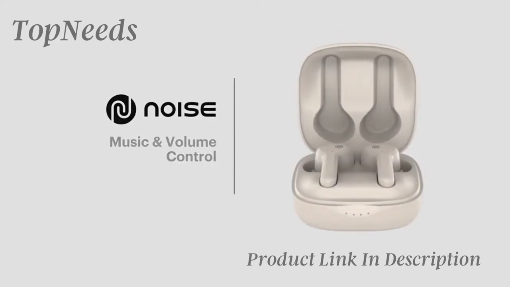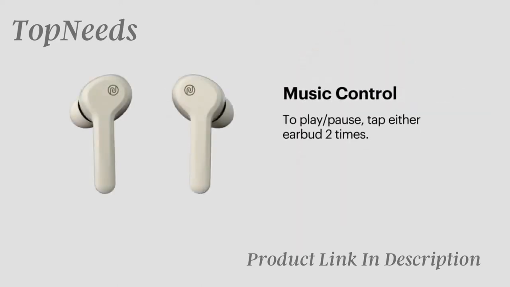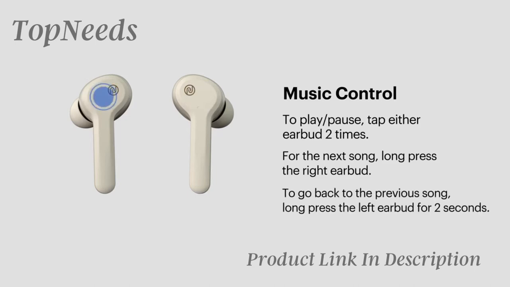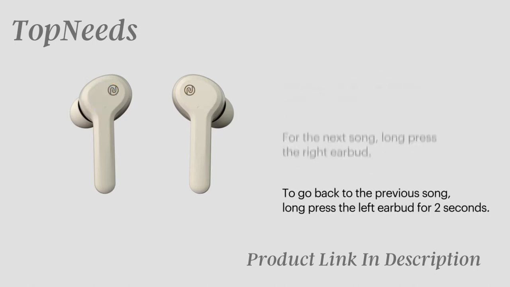Music and Volume Control. Music Control. To play or pause music, tap either the left or right earbud 2 times. To go to the next song, long press the right earbud for 2 seconds. To go back to the previous song, long press the left earbud for 2 seconds.